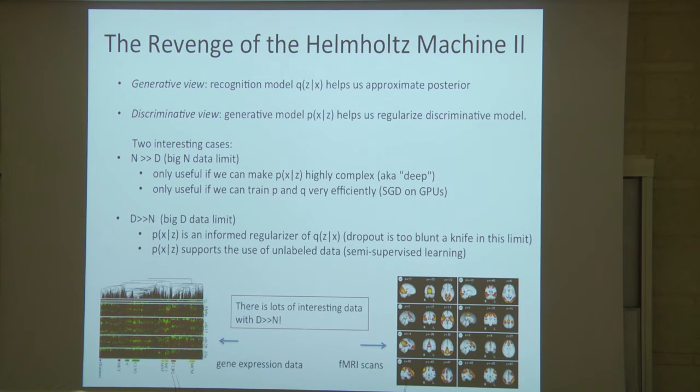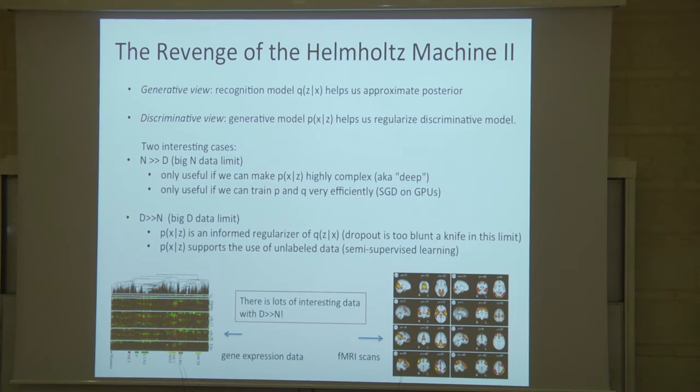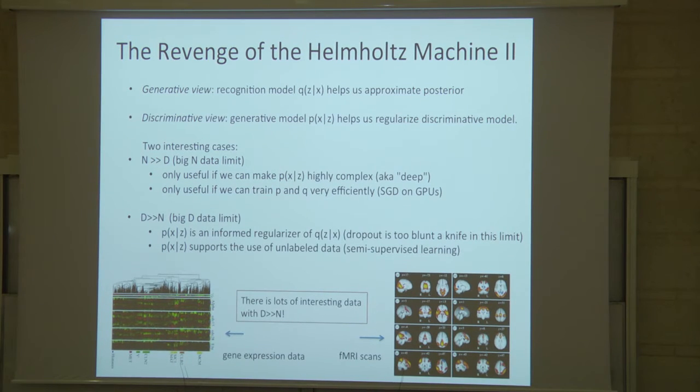Okay, so I'm still very interested in Helmholtz machines. And the reason is you can look at them from two directions. From a generative view, the recognition model is helping us approximate the posterior, and so we can learn more efficiently. And from a discriminative view, you could be interested actually in this mapping. If Z is a target, a label, then this could be your classifier, and you can use your generative model to regularize that discriminator. Of course, it's then very important that P of X given Z is very flexible.